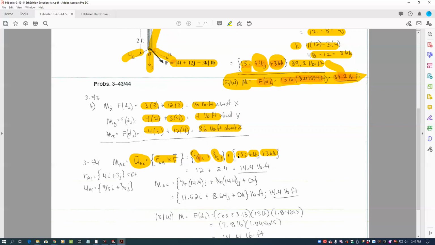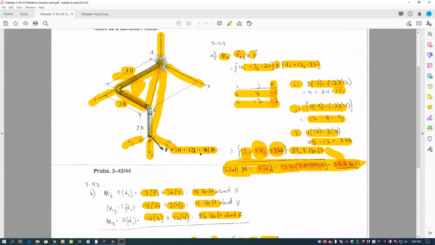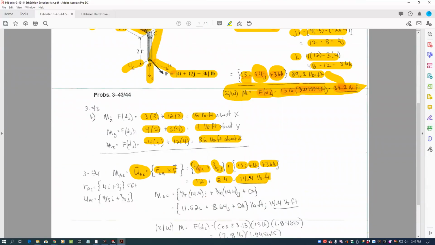So 4/5 of 15 plus 3/5 of 4 gives us 2.4. 4/5 of 15 is 12. 3/5 of 4 is 2.4. So our magnitude of the moment of this force about AC is 14.4.